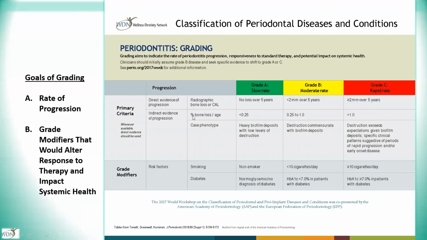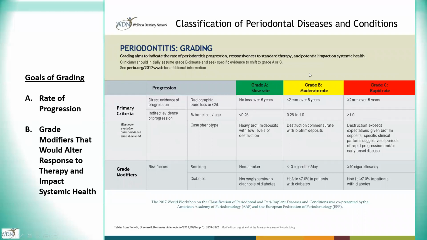Well, I could look at how much bone is lost divided by the age, and I get a ratio. And if it's over 1, it's severe. If it's less than that, then it's going to be a lower grade. Or what about biofilm deposits? What about people with heavy biofilm deposit that has almost no destruction? That might be a slowly progressing disease.